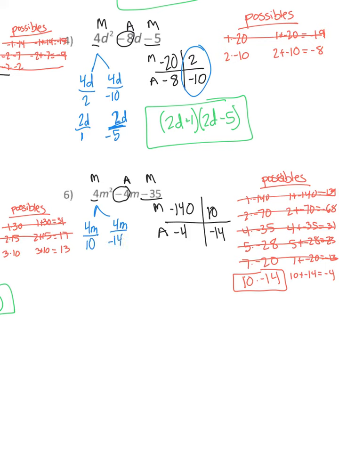Both of these can be simplified. 4 divided by 10 gives me 2 over 5. And 4 divided by negative 14 simplifies to 2 over negative 7. Now I take these fractions to write my binomials. I get 2m plus 5 and 2m minus 7.